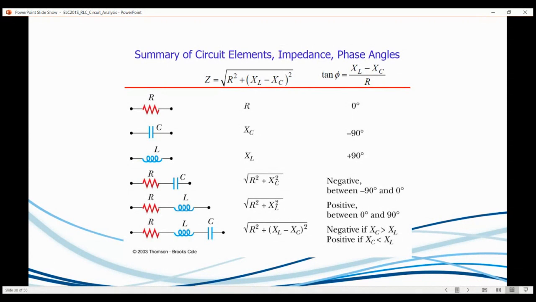summarized setup of this. I don't know how useful this is. I just pasted it here. So depending on what elements we have, we can predict what the phase angle is. But that's not of any particular importance. You can just have a look at that.